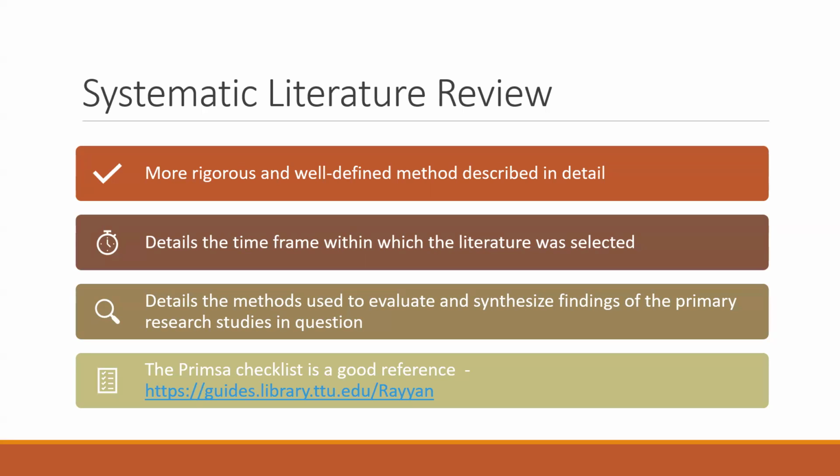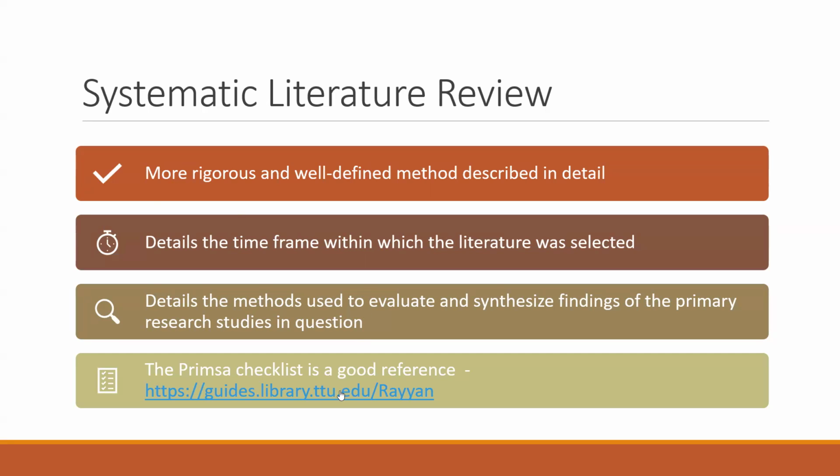It also details the methods used to evaluate and synthesize findings of the primary research studies in question. So with the systematic review, again, and I'll repeat this several times, it's to be replicable. So you're going to talk about what methods you used to narrow down. So what filters did you use? What keywords did you use? Where did you search? And then you're going to talk about how you evaluated those resources. So what did you say that you wanted to include and why did you include these articles? What did you say that you wanted to exclude and why did you exclude these articles?